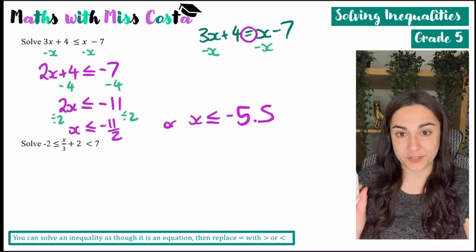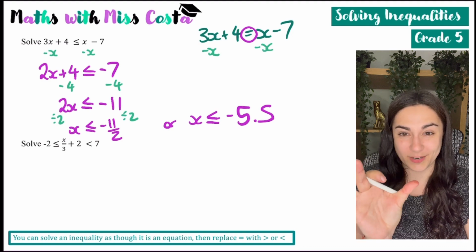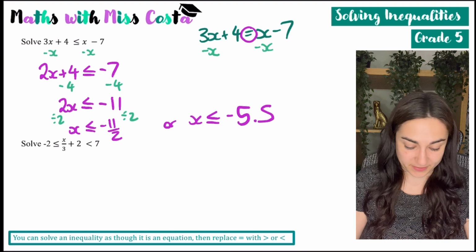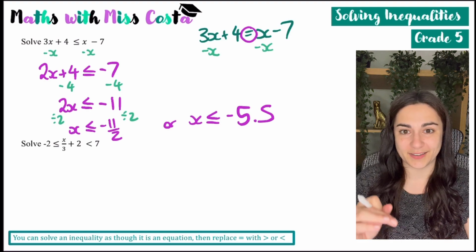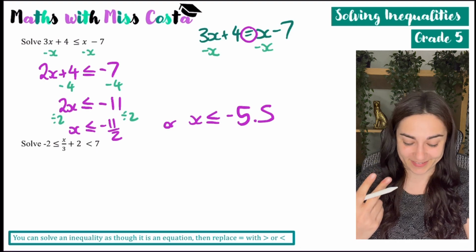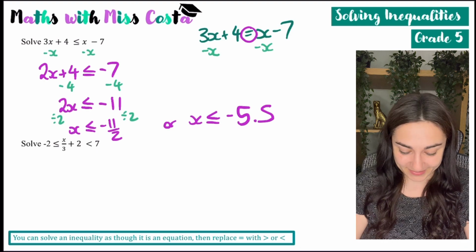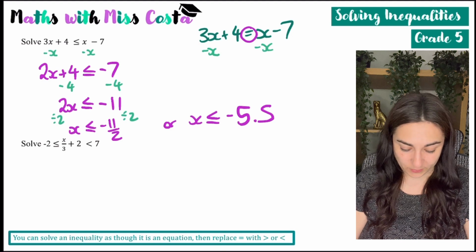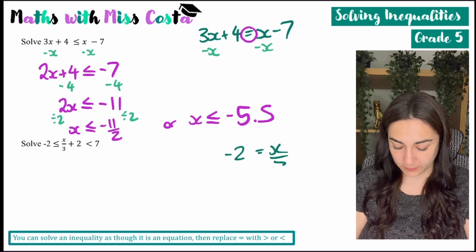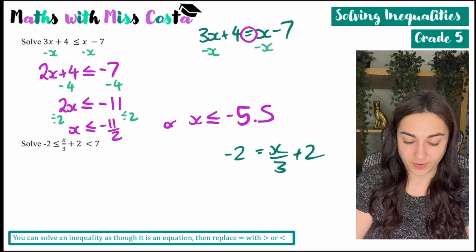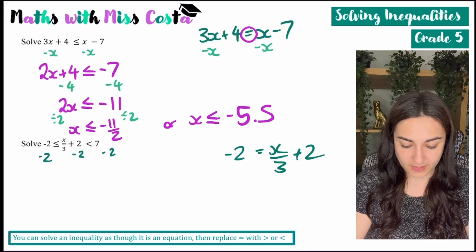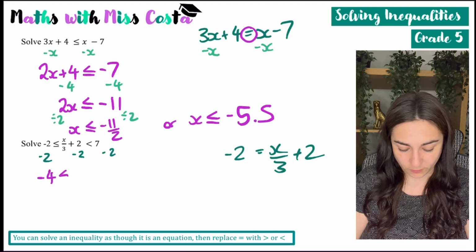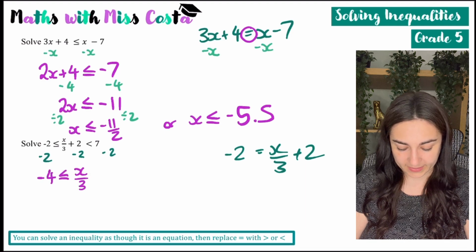Now the next one is a little bit trickier because you've got a double-sided inequality, and all you have to do is just take it step by step, and whatever you do to one side, you have to do to all sides. So because now there's 3 sides, you do it to all 3 sides. So the first thing I would do, if it was a normal equation, if it was like minus 2 equals x over 3 plus 2, is I would subtract 2. So let's start by doing that to each part of the equation. So minus 2 is minus 4, is less than or equal to x over 3, which is less than 5.